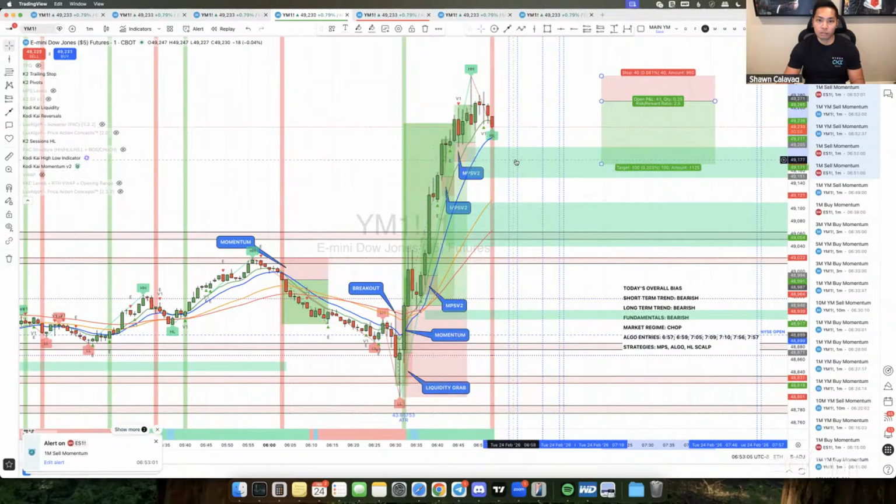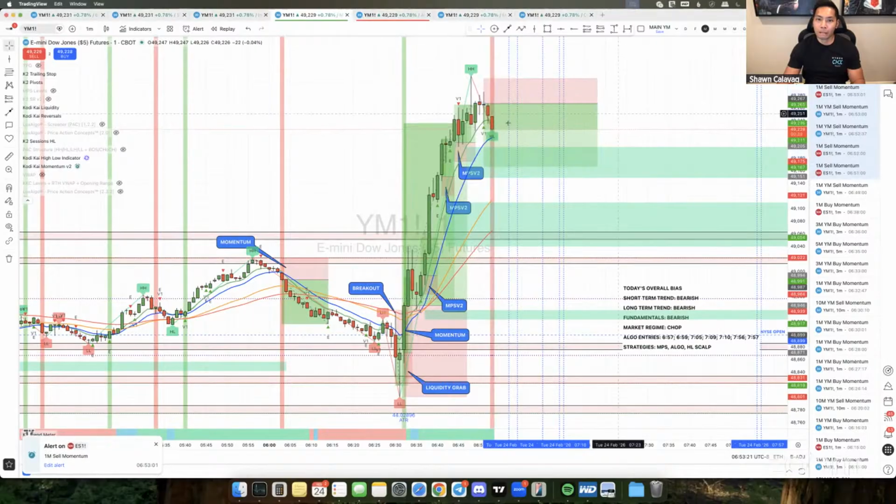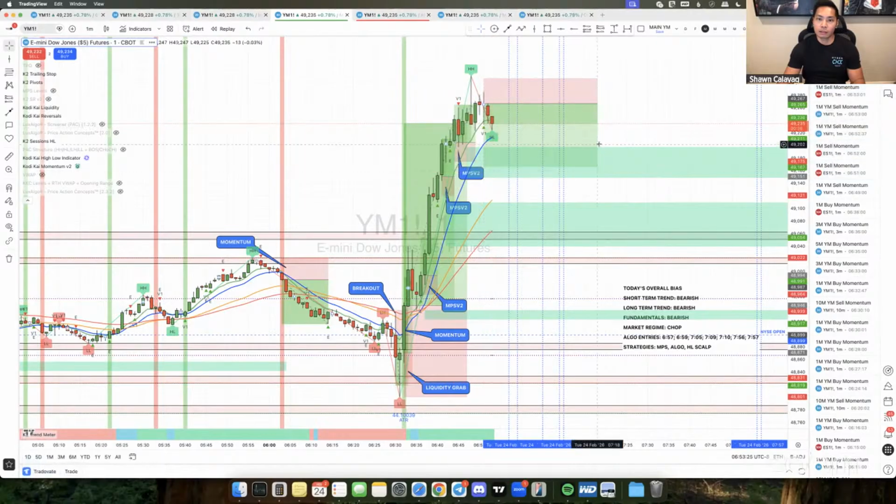See, this is where it starts to become a little bit of an issue because my algo entry is coming up right now at 657. I don't know if I'll be able to get into this because there's no confirmation yet. The sell signal's pending.